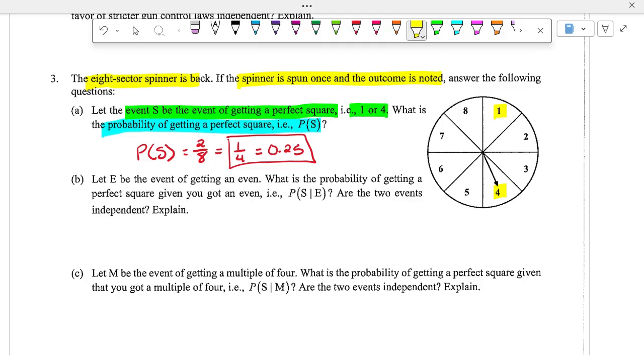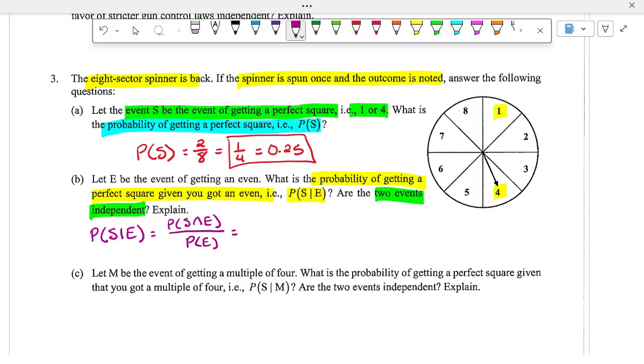So we're doing a conditional probability for this problem. We're finding the probability of getting a perfect square given we got an even number. So probability of S given E. And they want to know, are the 2 events independent? So first off, let's just find the conditional. So probability of S given E. What's the probability of both happening? So in other words, we get both. So if we rewrite this, it's the probability of S and E over the probability of E.